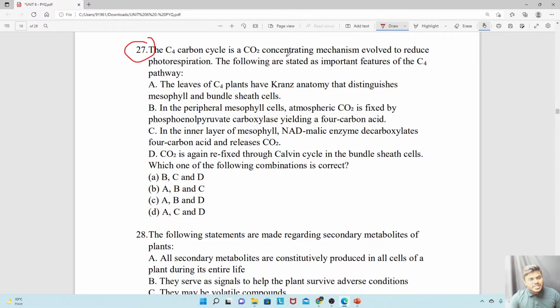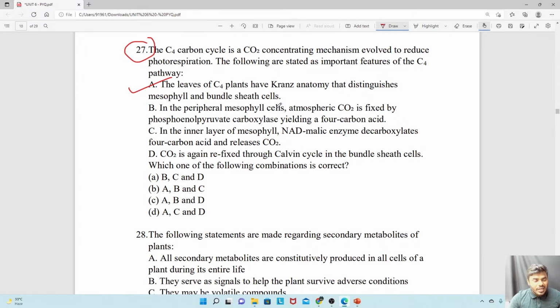The C4 carbon cycle CO2 concentrating mechanism evolved to reduce photorespiration. The following are stated as important features of the C4 pathway. Everyone look into this. Option A: the leaves of C4 plants have Kranz anatomy. What do we mean by Kranz anatomy? We studied, friends, that Kranz anatomy contains mesophyll cells and also bundle sheath cells. Undoubtedly option A is the right option.